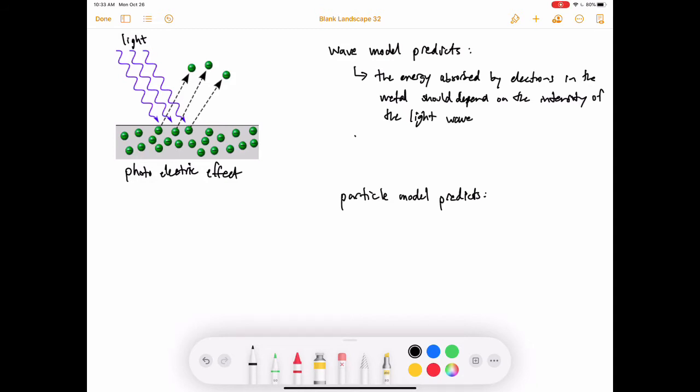And also, the higher the intensity, the more energy the electrons are going to absorb, so the higher the speed of the outgoing electrons.